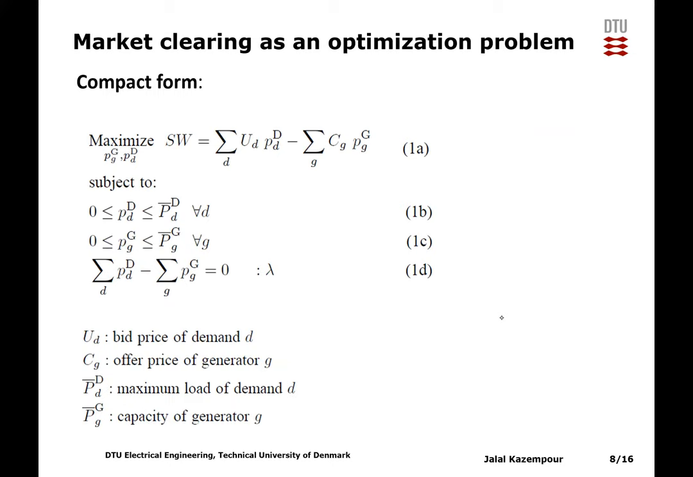Very good. Now we go for a compact form of market clearing as an optimization problem. Please check this optimization for a minute, then try to explain what it is, how to interpret this optimization problem in a compact form. Now we don't have two demands, we have multiple demands, for example. So try to interpret for yourself what this optimization means. Is there someone who would like to explain this optimization problem? You are welcome to unmute.